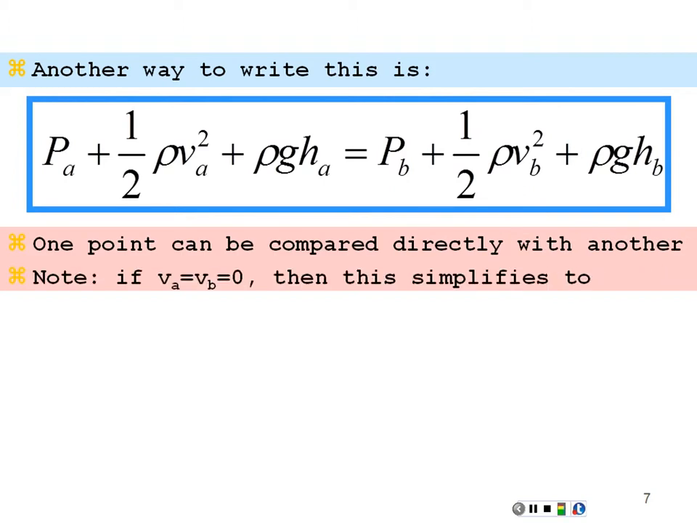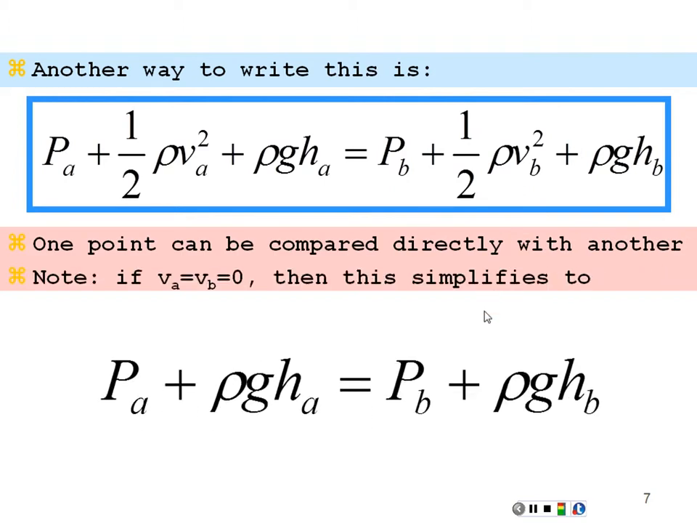So one point can be compared, and if the velocities were 0, we'd have absolute pressure at A plus rho gh is equal to absolute pressure at B plus rho gh. And if we define one height as being 0, this really is the formula that we've already had for pressure with depth within a static fluid. So this is just a subset of Bernoulli's equation.